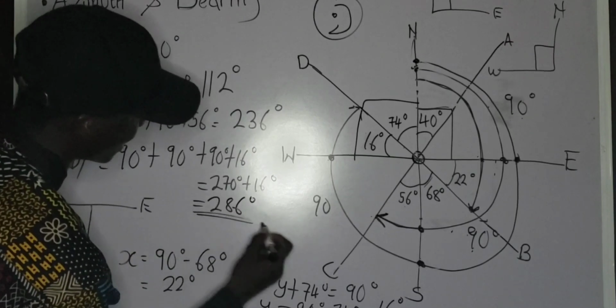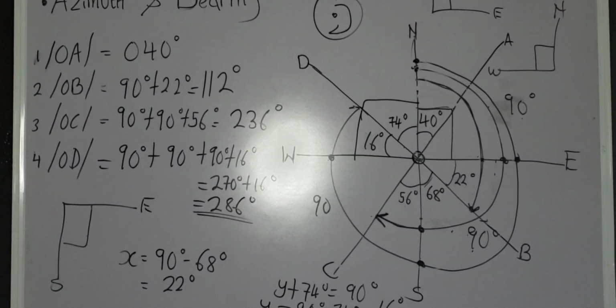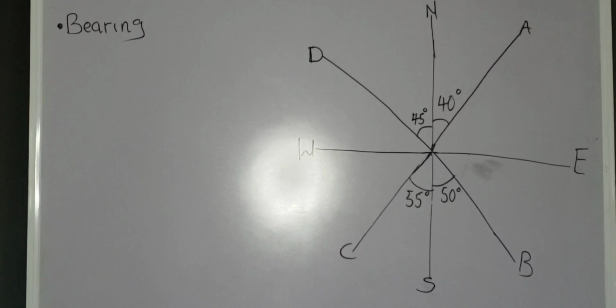286 degree. So that is the azimuth. That is all we have to know about azimuth. Have you seen that? It's very, very simple. Now let's talk about bearing.